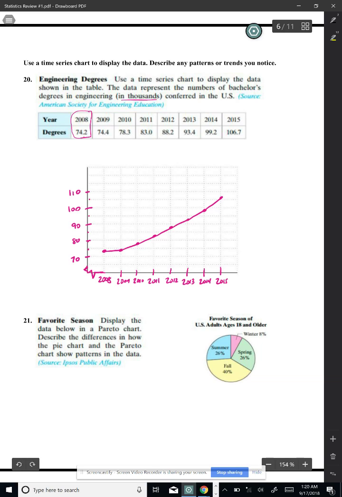And then it says to describe any patterns. Well, it definitely looks like the number of degrees being conferred is increasing over this time period. So you could just write that the number of degrees has increased from 2008 to 2015. So that's an easy trend to see on that one because it is definitely going upward.